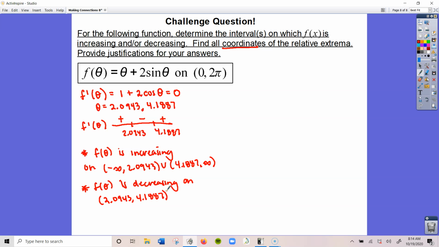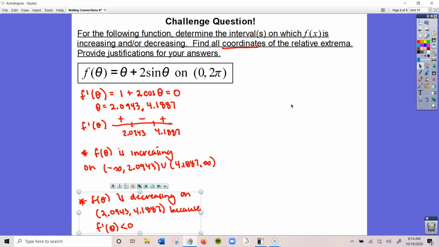until 4.1887. Oh, and I forgot to justify. This is because f prime of theta is less than 0. And for when it's increasing, that would be because f prime of theta is greater than 0. All right, now we're ready to find our coordinates.